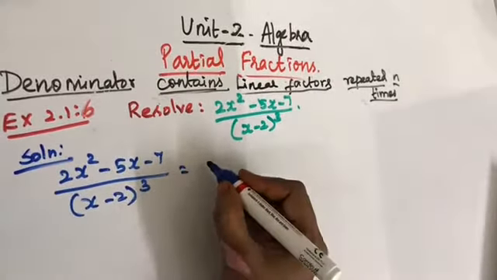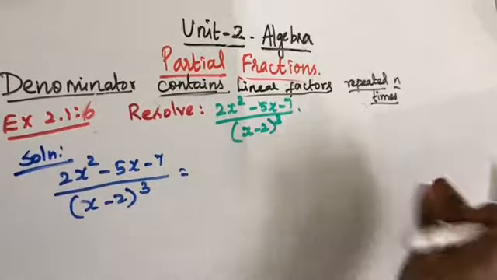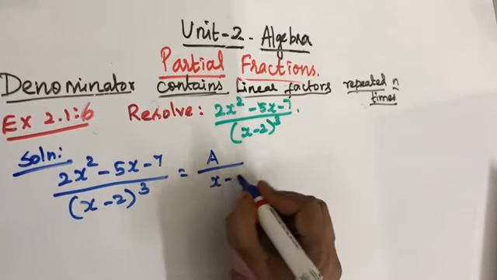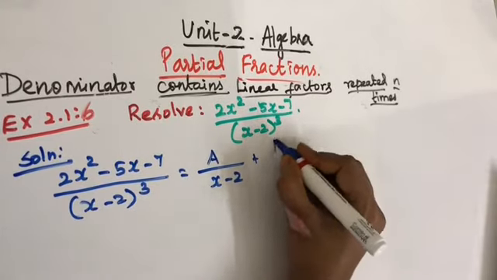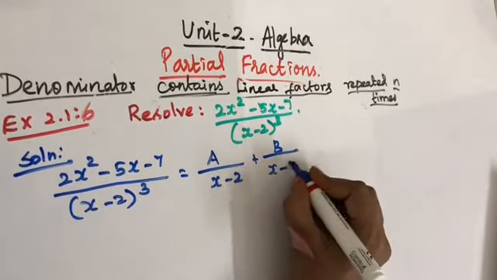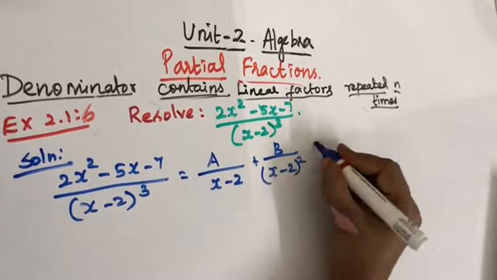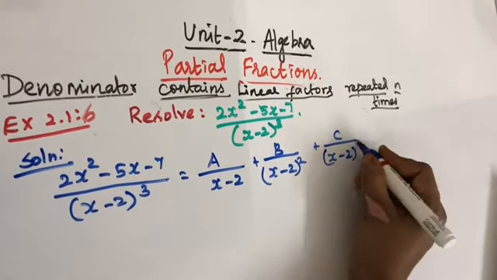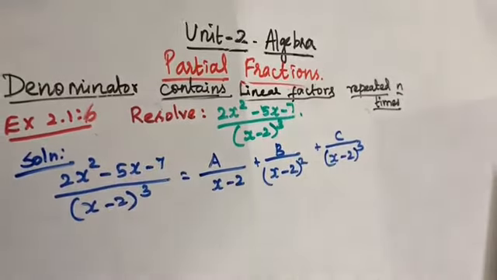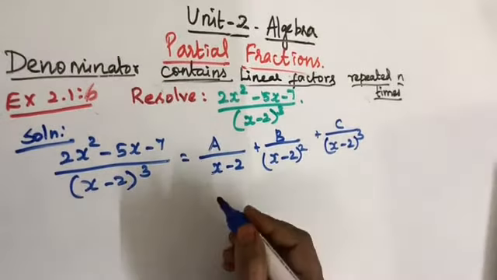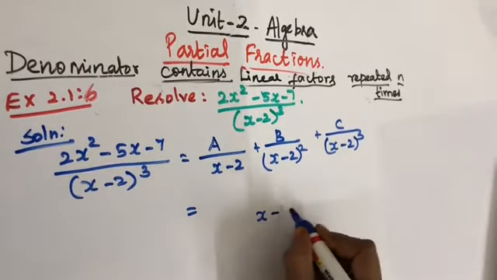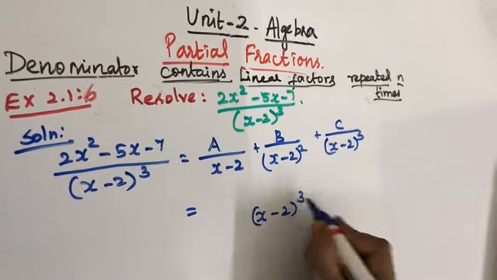So, I am going to split this into 3 partial fractions: A divided by (x minus 2) plus B divided by (x minus 2) the whole square plus C divided by (x minus 2) the whole cube. Here the power is 3, so I have to write up to that. Okay, so now we will take LCM. LCM is (x minus 2) the whole cube.